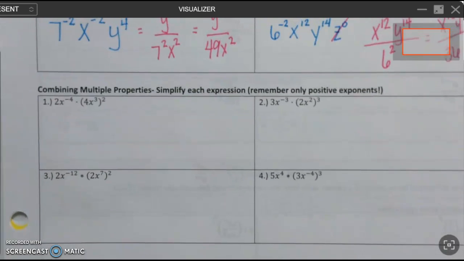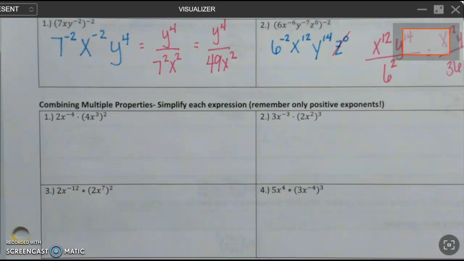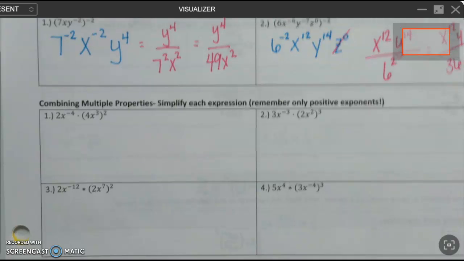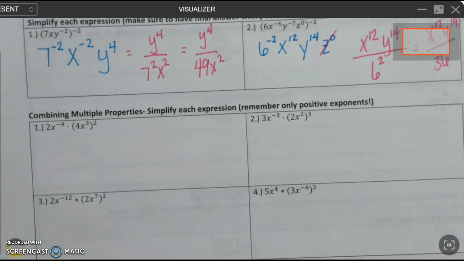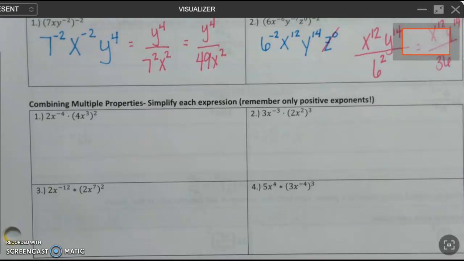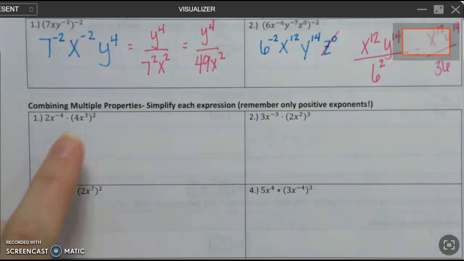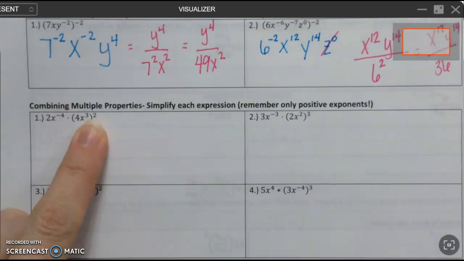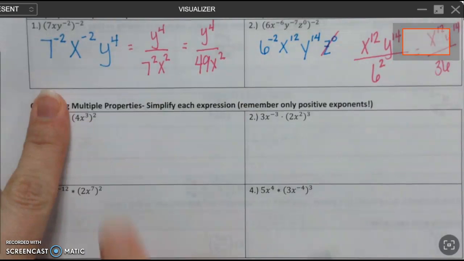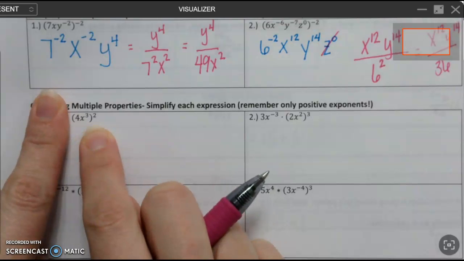The last part of our exponent property notes for the first two standards is combining multiple properties and then simplifying to get just one answer with one coefficient and one variable. Okay, so the first thing that we're going to do, just like when you talk about Please Excuse My Dear Aunt Sally, or order of operations, any parentheses with an exponent on the outside is going to go first. So we'll deal with just this part of the problem first.